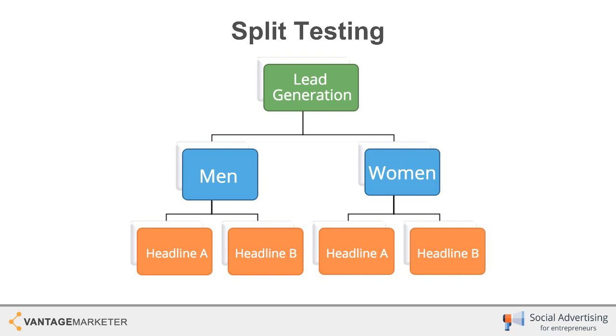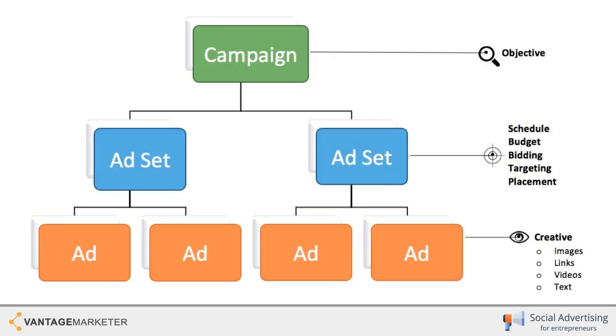All right, so let's do a quick recap. You have three levels to a Facebook campaign: the objective, the ad set, and the ad level. The campaign has your objectives, so what you want people to do when they see your ad. What type of action do you want them to take? The ad set has your scheduling, your bidding, your budgeting, your targeting, and your placement. The creative is at your ad level, where you do your images, your links, your videos, and your text.